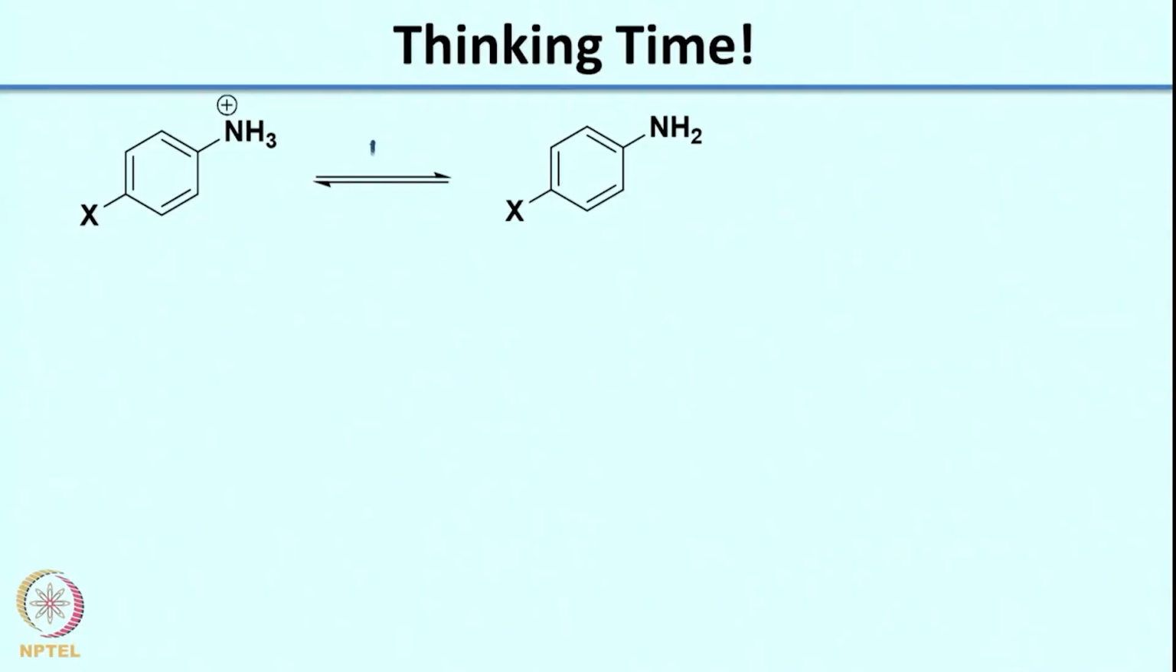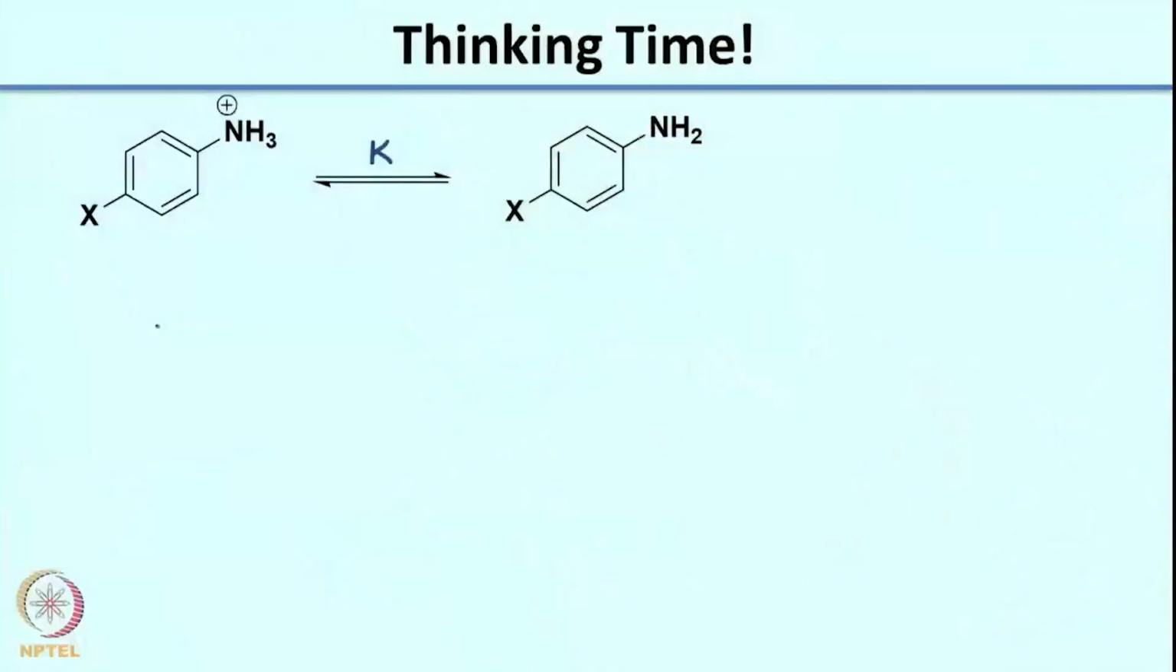Before leaving, I had given you an example. If you look at this reaction where you have deprotonation of an aromatic amine, let us look at the K value for this reaction. I had asked you to firstly write the mechanism for this reaction. The mechanism for this is straightforward. It is just a deprotonation as is shown here.